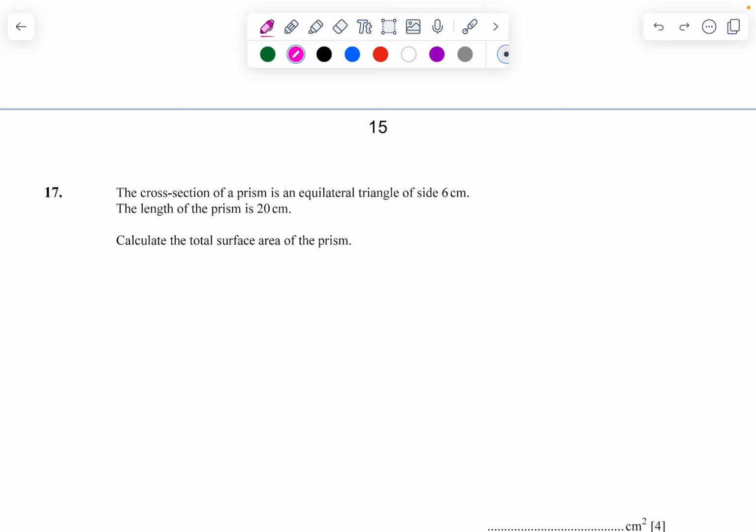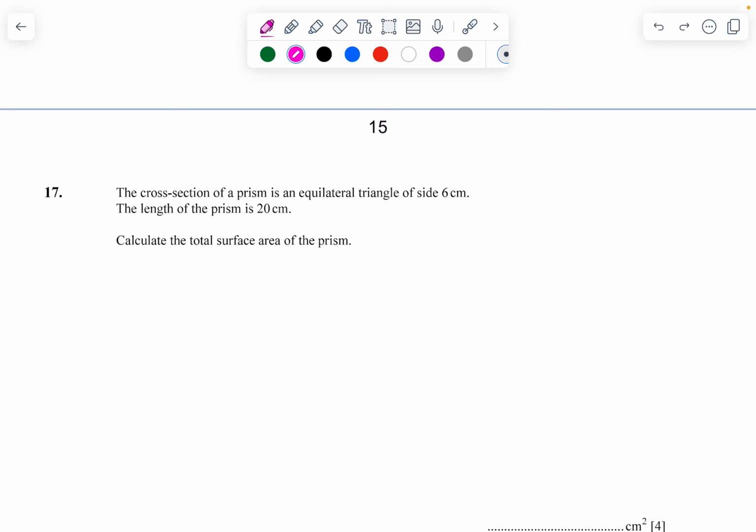And the length is going to be 20 centimeters. And what is being asked? What is the total surface area? We have to find out the total surface area for this one. So just like last time, we found the total surface area by finding the areas of all the sides. So now also we are going to find the total surface area.